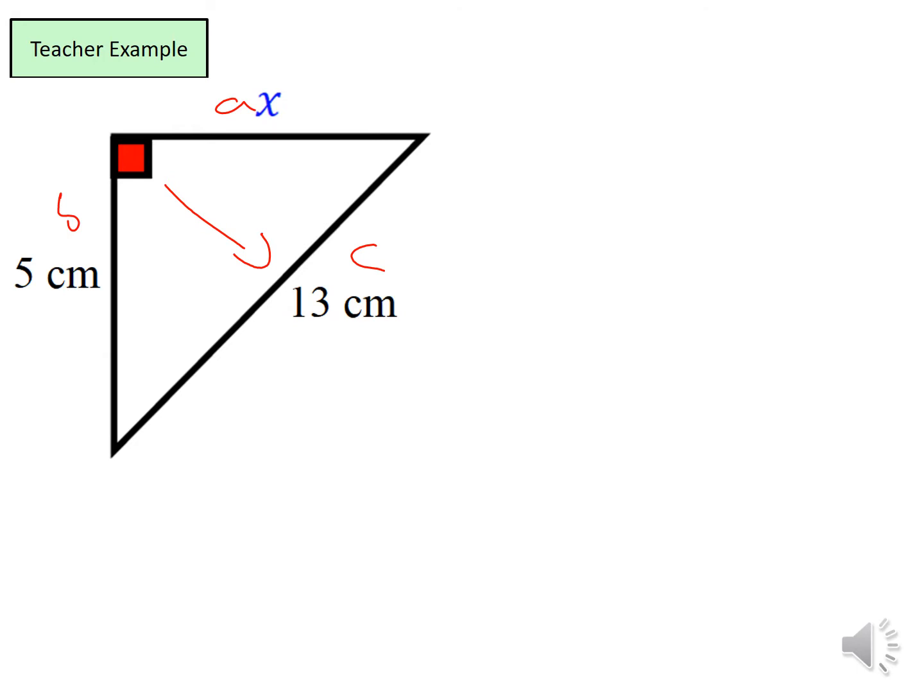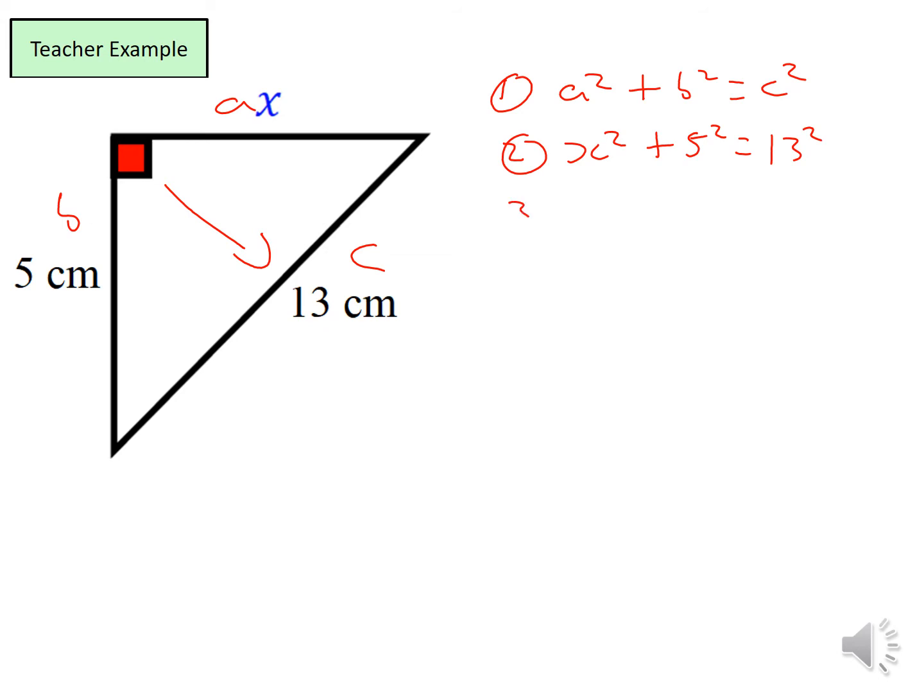The first step that we need to do is write down the formula, so a squared plus b squared equals c squared. The next step that we need to do is insert the information that we've been given in the question. So instead of a squared, I will write down x squared. And b squared, well, we're calling the side that is 5 centimeters b, so instead of b we'll write down 5 squared, and instead of c we will write down 13 squared.